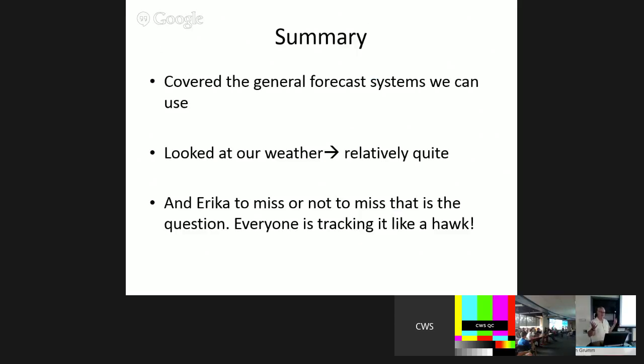So anyway, we covered some of the general forecast systems we're probably going to see and use over the course of this semester, and probably into the spring. We looked at our relatively quiescent weather pattern here over central Pennsylvania, and we looked at a little bit of Erika. To miss or not to miss, that is the question. I'm not Shakespeare, but everyone's going to be watching this like a hawk. That's a paraphrase from the guy who ran the National Weather Service many years ago. Any questions?